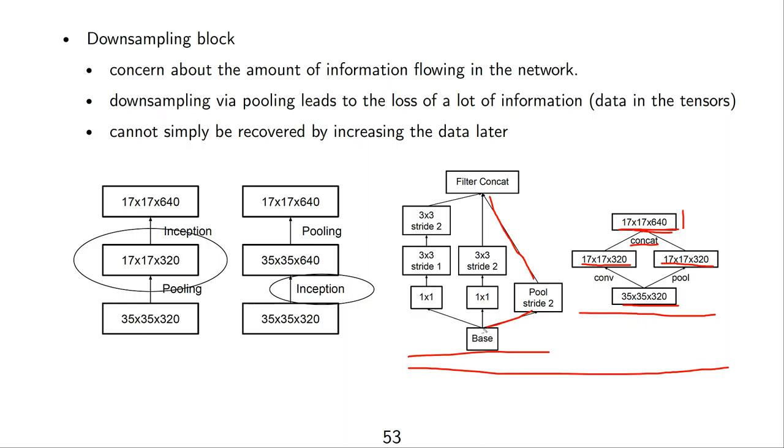So first of all, there are two branches, and let's pick the middle one. We do 1 by 1 and then a 3 by 3 stride 2 convolution. Again, this will downsample. So the output here will be a 17 times 17 times something. We don't know, because the two convolutional branches will be concatenated, so the 320 channels will be split between these two branches. And then the leftmost branch here, we do 1 by 1 convolution, then 3 by 3 stride 1 convolution, and here 3 by 3 stride 2 convolution to do the actual downsampling.